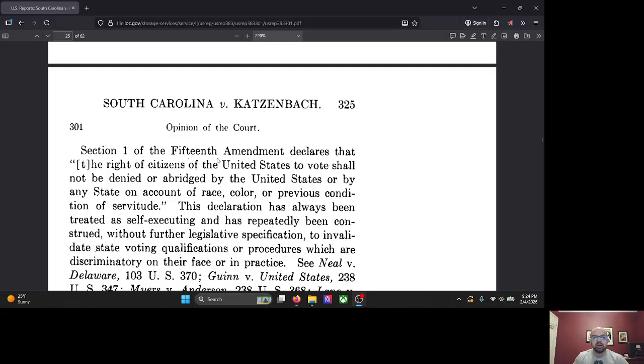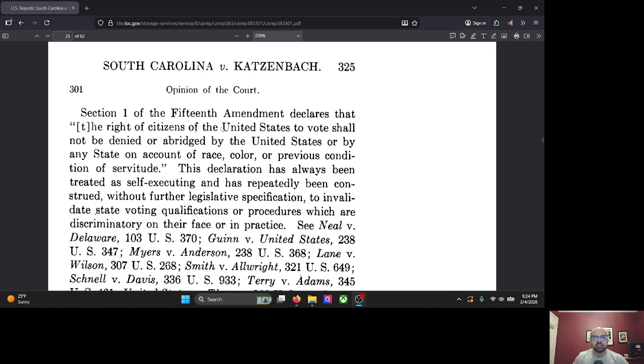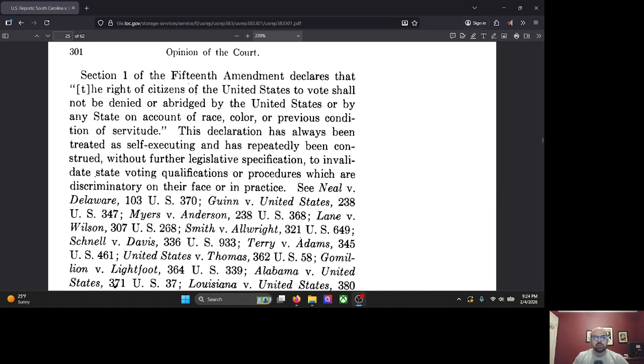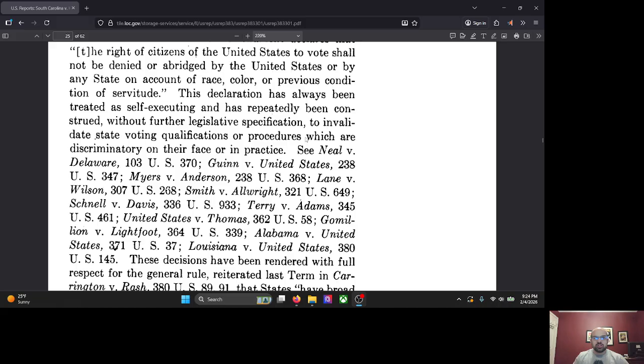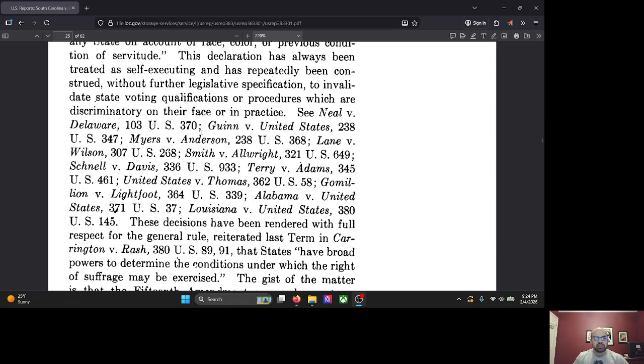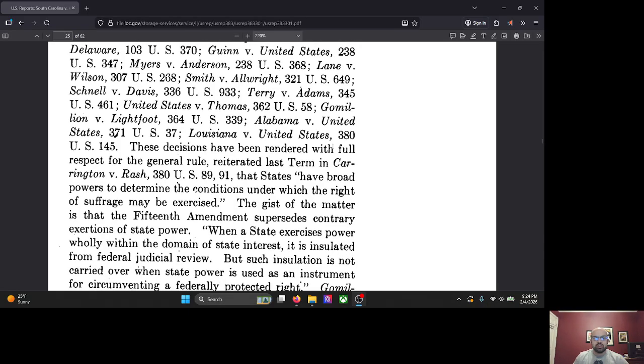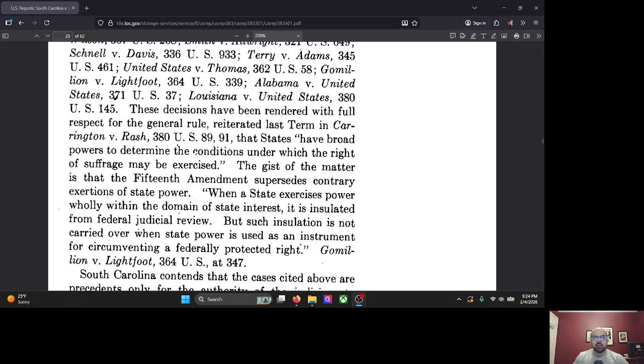Section 1 of the 15th Amendment declares that the right of citizens of the United States to vote shall not be denied or abridged by the United States or by any state on account of race, color, or previous condition of servitude. This declaration has always been treated as self-executing and has repeatedly been construed without further legislative specification to invalidate state voting qualifications or procedures which are discriminatory on their face or in practice. These decisions have been rendered with full respect for the general rule reiterated last term in Carrington v. Rash, that states have broad powers to determine the conditions under which the right of suffrage may be exercised.